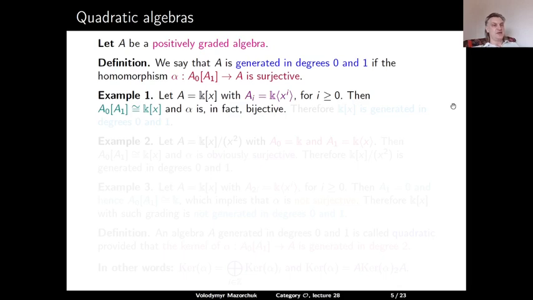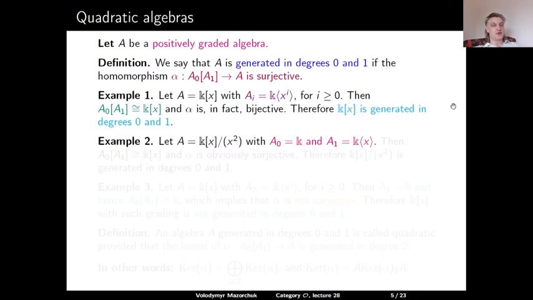Then A0 is k and A1 is a linear span of x. And the tensor algebra of the bimodule A1 over A0 is the polynomial algebra, and the homomorphism alpha is in fact bijective. Therefore, the polynomial algebra with the standard grading is generated in degrees 0 and 1.